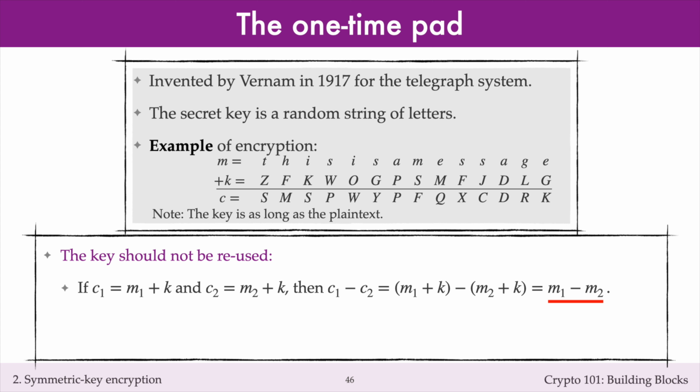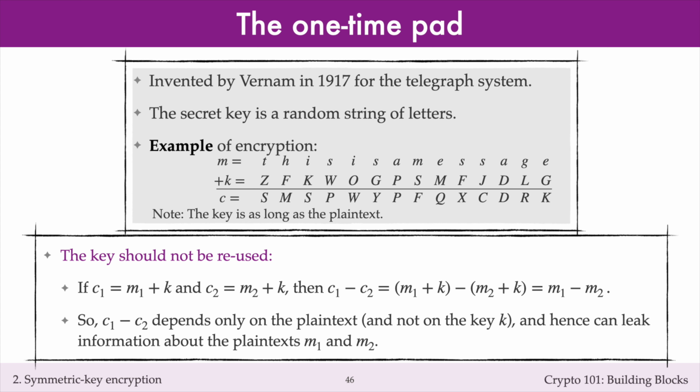So the eavesdropper can compute M1 minus M2, which depends only on the plaintexts M1 and M2, and not on the secret key. Thus, C1 minus C2 can leak information about the plaintext. For example, if the adversary happens to know a few of the letters in M1, then the adversary can immediately compute the corresponding letters in M2.